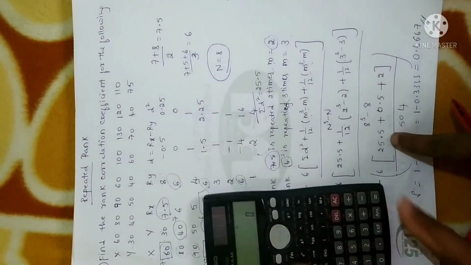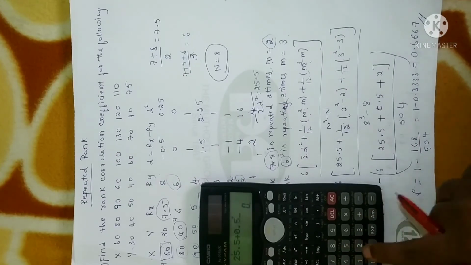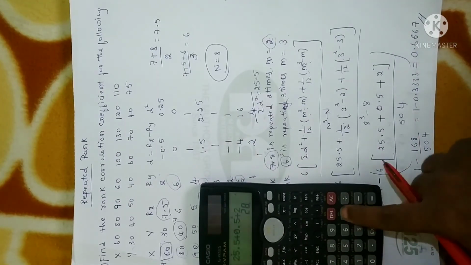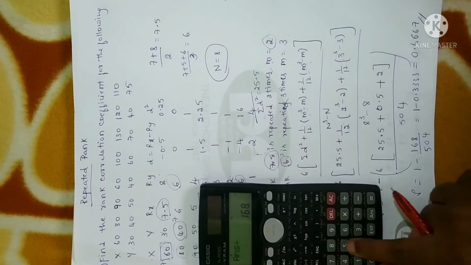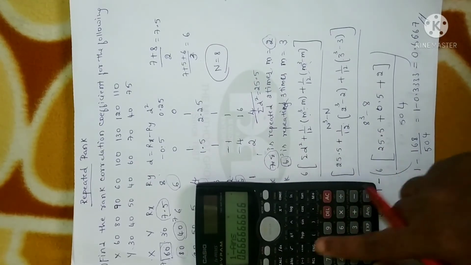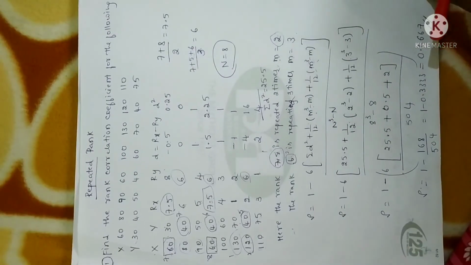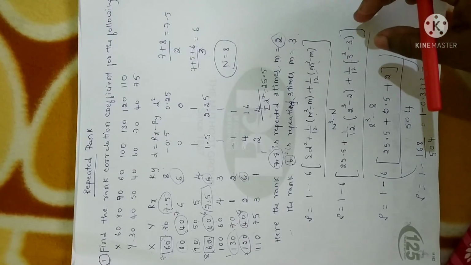I'll just show you here. See here, simplification will be 25.5 plus 0.5 plus 2, right, into 6, divided by 504. Next, 1 minus the answer, that will give you the required answer. Clear? So that is what the solution is. So this is the procedure whenever a rank is repeated.